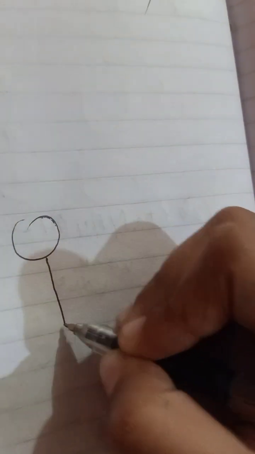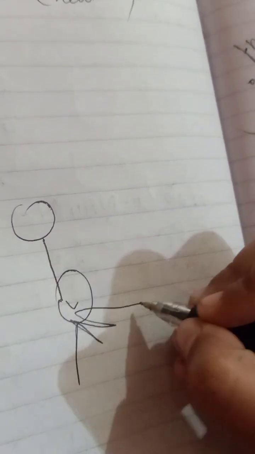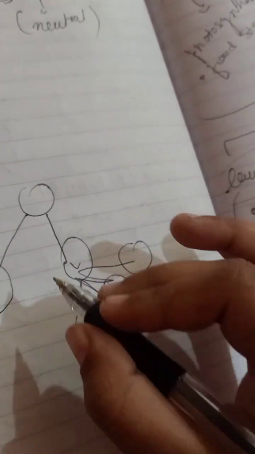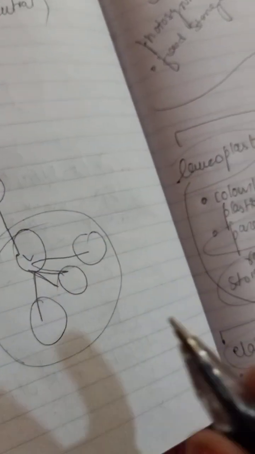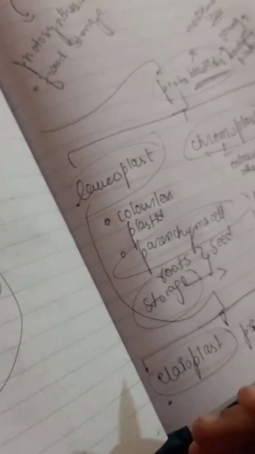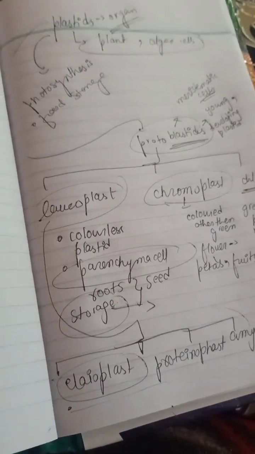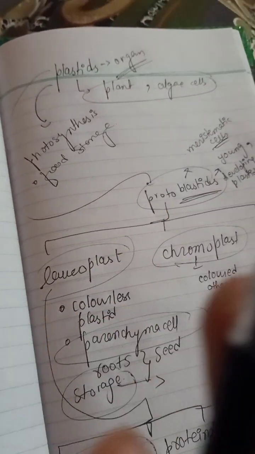Okay, so let me tell you that this is a proplastid. Proplastid is basically divided into the leucoplast, and leucoplast is divided into three plastids: amyloplast, proteinoplast, and elaioplast. And proplastid is also divided into the chloroplast as well as the chromoplast. Leucoplast is divided into three plastids, which are amyloplast, elaioplast, and proteinoplast, just because of the storage of the substance. So this was about the plastid.